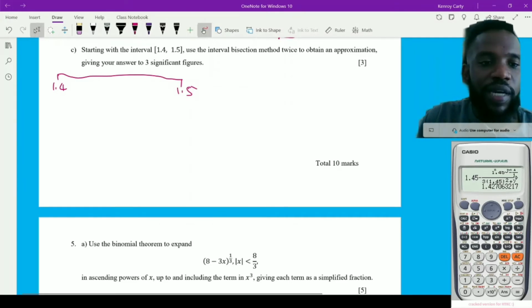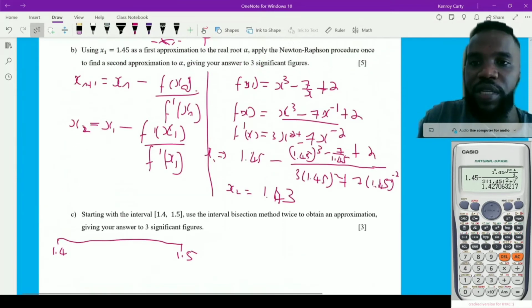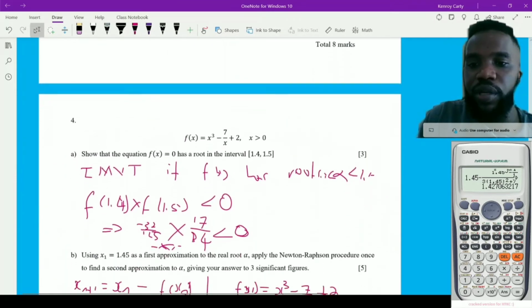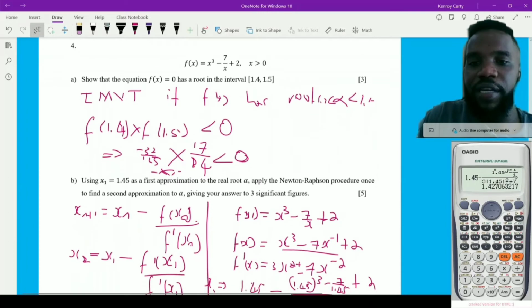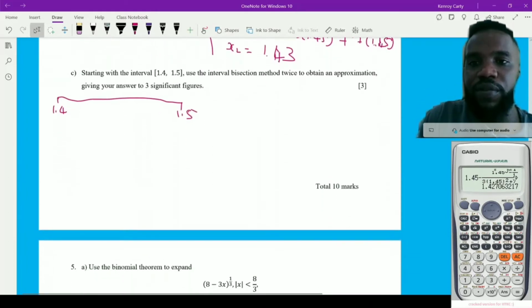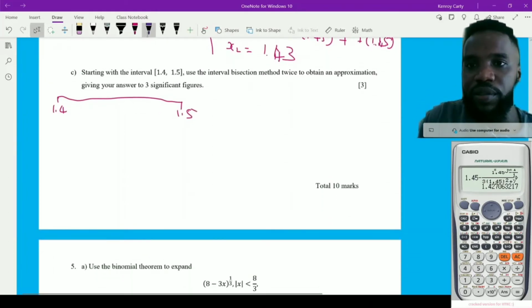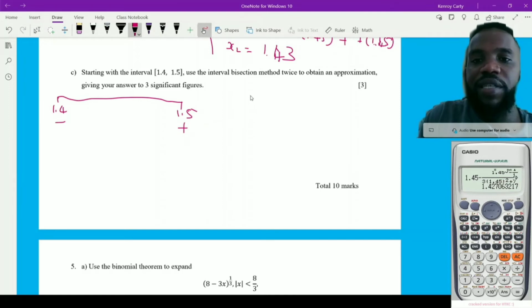Alright. Now, what I need to know is that the root is always between a negative value and a positive value. So initially when I had plugged in 1.4, I'd gotten a negative value, and 1.5 had given me a positive. So all I'm going to do to make this easier is to put the negative sign there, positive sign there.